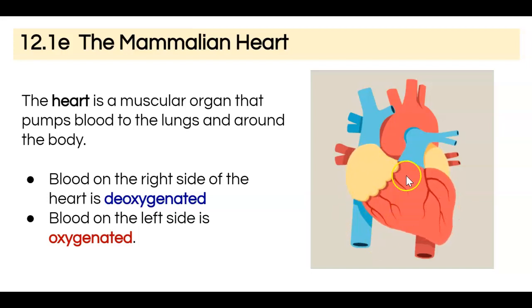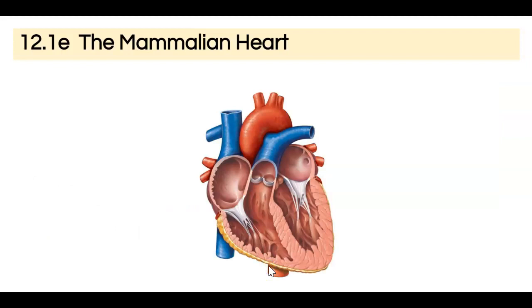So on the right side of the heart, we see all this deoxygenated blood. And on the left side of the heart, we see all the oxygenated blood. So if you have any questions about that, about directionality, feel free to drop into my Zoom meeting and we can discuss that a little bit further. But for now, we're going to look at the structures of the human heart.